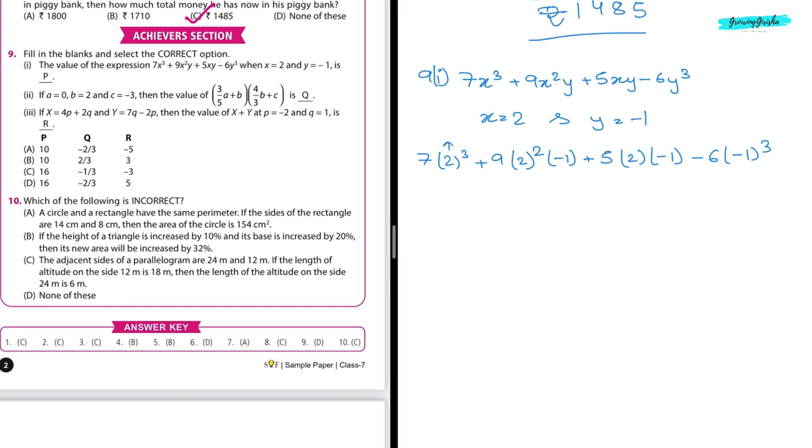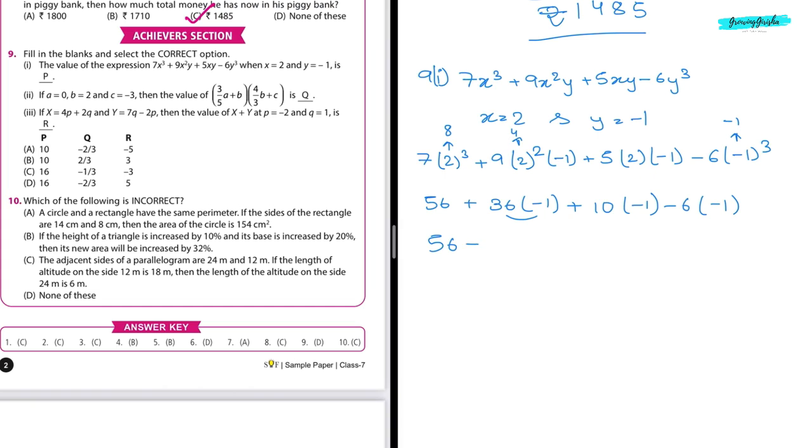2 raised to the power 3 is 2 into 2 into 2, 8. 2 raised to the power 2 is 2 into 2, 4. And then minus 1 whole cube is minus 1. Now we'll solve. 7 8s are 56 plus 9 4s are 36 bracket minus 1 plus 5 2s are 10 bracket minus 1 minus 6 bracket minus 1.